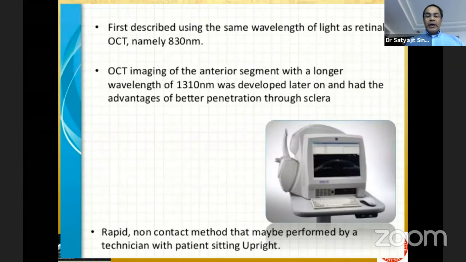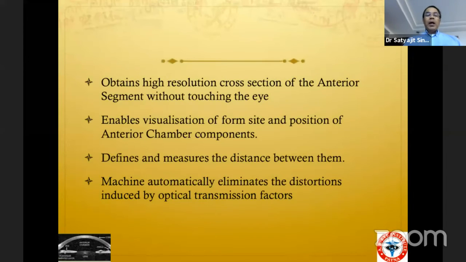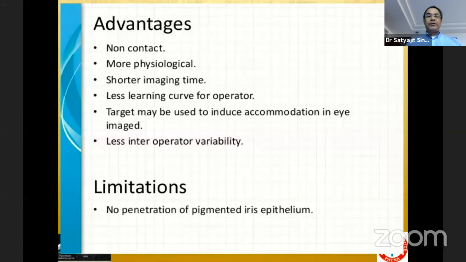A rapid non-contact method may be performed by a technician with patient sitting upright. It obtains high resolution cross section of the anterior segment without touching the eye. It enables visualization of form, site, and position of anterior chamber components, and it defines and measures the distance between them. Machine automatically eliminates the distortion induced by optical transmission factors.